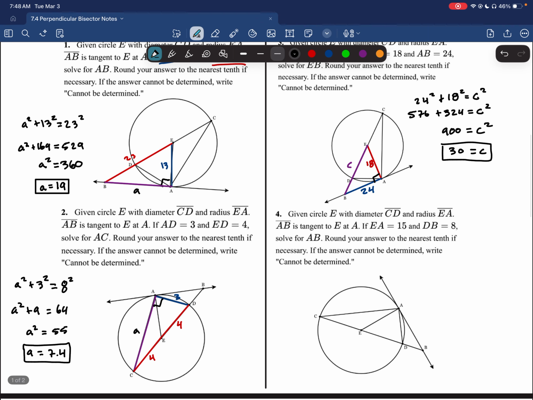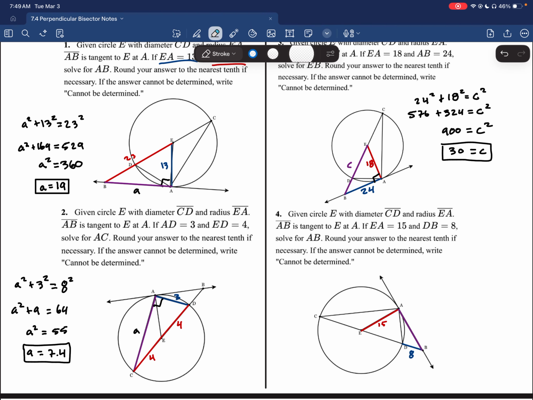Okay, and question 4. Circle E has a diameter of CD, a radius EA, and AB is tangent. Okay, EA is 15. So this right here is 15. My radius is 15. DB is 8. So the distance between here and here is 8. Okay, I am solving for AB. So I'm looking for this distance here. All right.